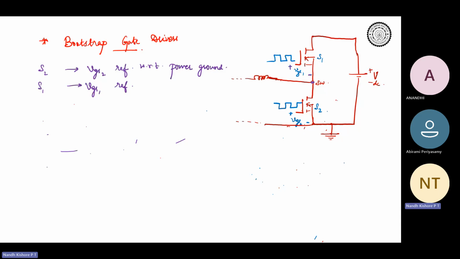I think you can see my pen, right? That is a switching node. So VGS1 is referred to your switching node, right?